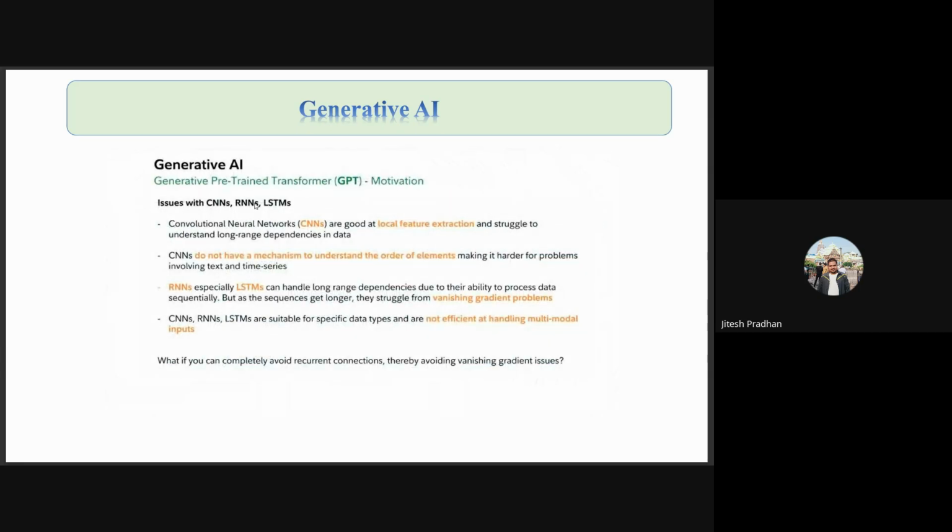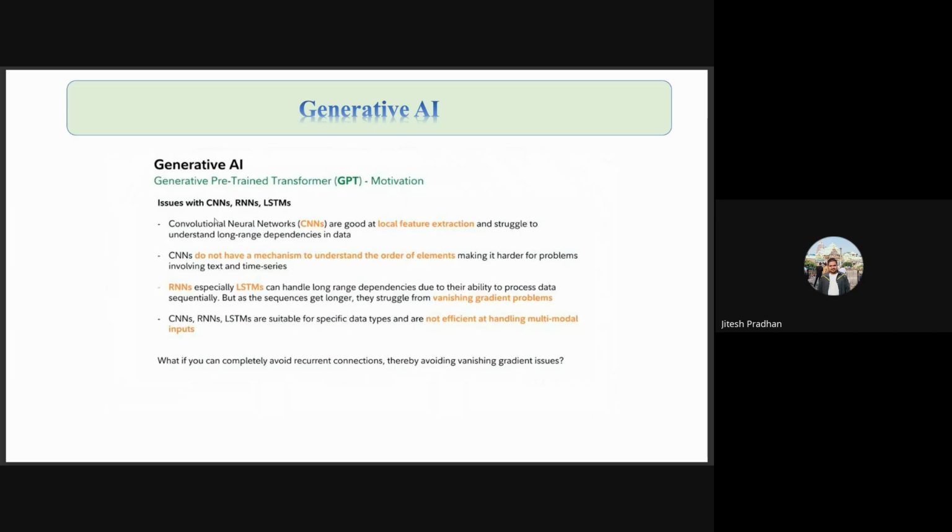Now this GPT is basically why we are right now using GPT. That is generative pre-trained transformer. So earlier, before GPT, we were using CNN, RNN, LSTM. We have already discussed CNN and RNN in our first lecture, and one advanced topic was LSTM. LSTM is most related to text generation. So these three: CNN deals with images, and RNN and LSTM mostly deal with text.